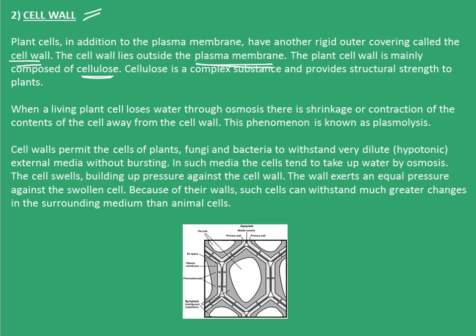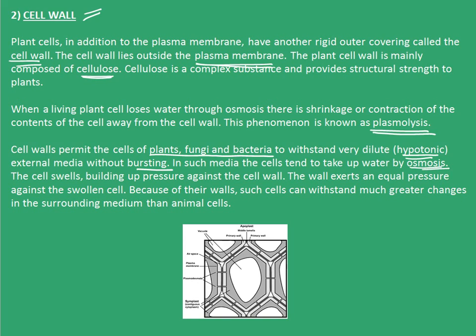When a living plant cell loses water through osmosis, there is a shrinkage or contraction of the contents of the cell away from the cell wall. This phenomenon is known as plasmolysis. Cell walls permit the cells of plants, fungi, and bacteria to withstand very dilute, which is the hypotonic solution, external media without bursting. In such media, the cells tend to take up water by osmosis.